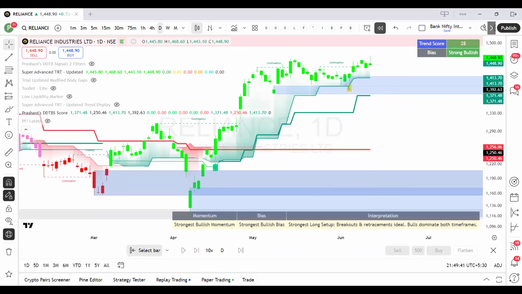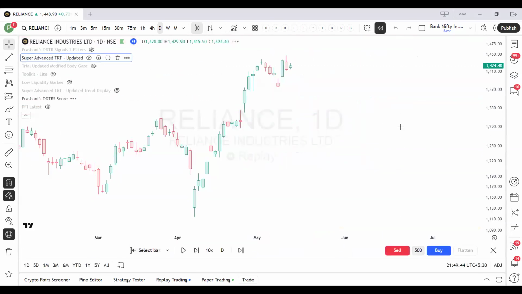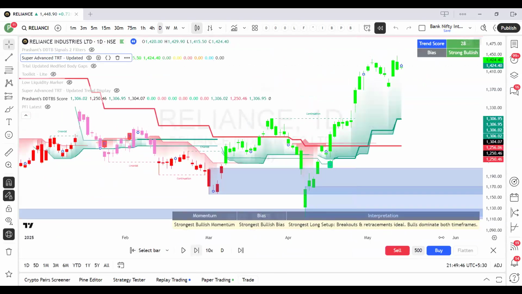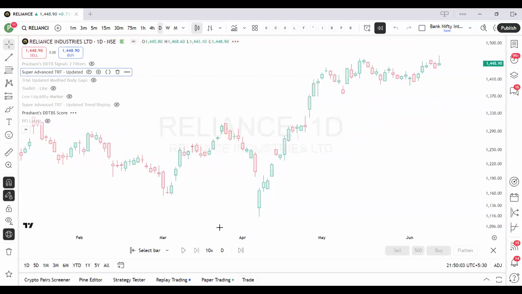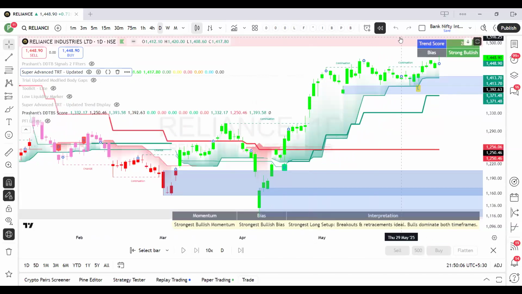I will show you with bar replay when price was here. What was the signal? It has the same signal, strongest long setup, breakouts and retracements are ideal. Just buy. So price kept moving higher, came down to give retracement. It gave a retracement entry and then it moved up again. So prices never go in one way up or one way down. There will be some fluctuations, but ultimately the direction is up. Therefore, even after small retracements, it went up. This was the first chart of a successful trade.